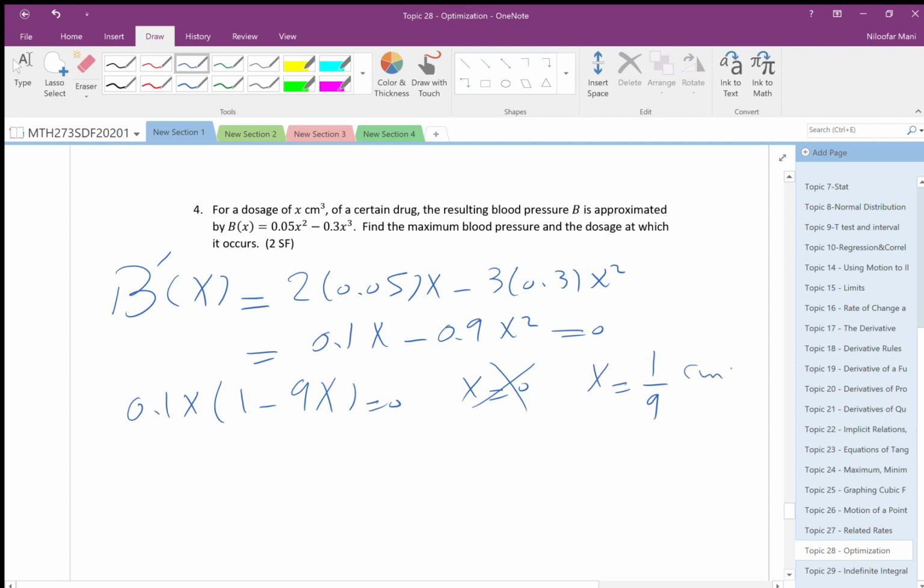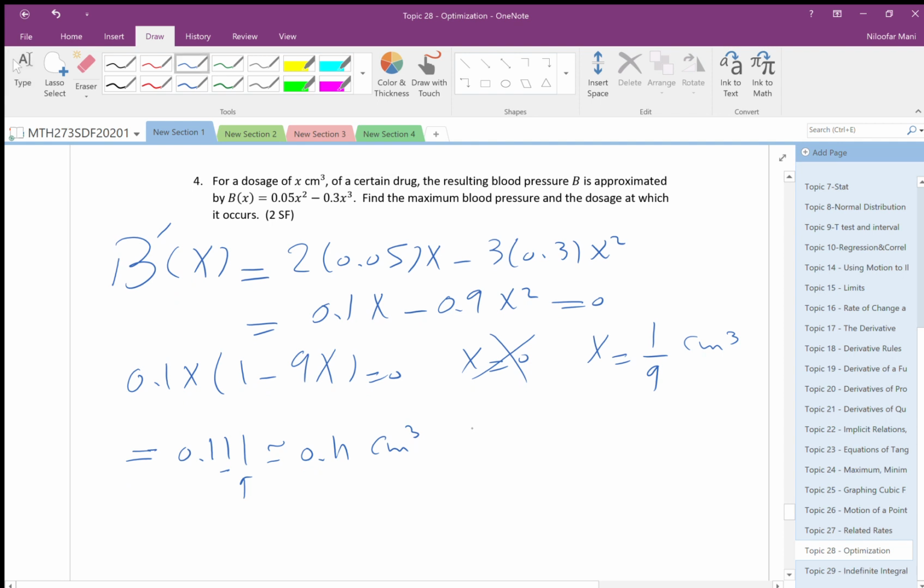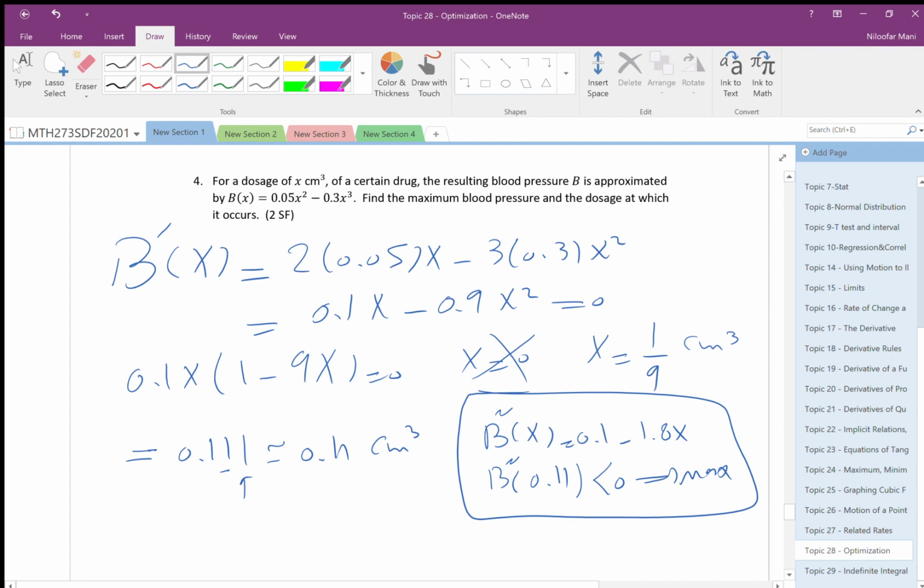centimeter cube. Okay, so I can do 1 divided by 9, which is this. So I can say it is 0.111. So I underline, check that it is almost 0.11, two significant digits, centimeter cube. Okay, how do I know this is maximum? So I can find the second derivative. When I find the second derivative, I can see it is this minus 1.8x, and I can see second derivative at this point is negative. So for sure I have maximum. Okay, this is the test of second derivative. Okay, so I have maximum.